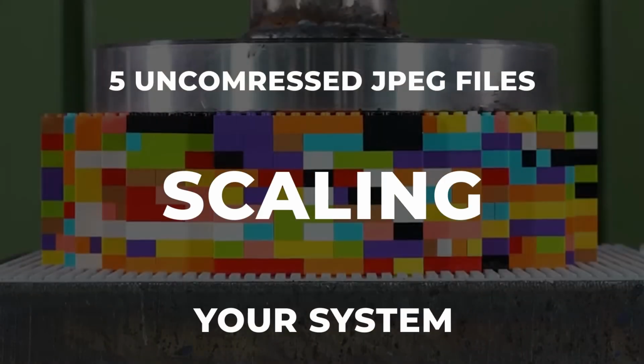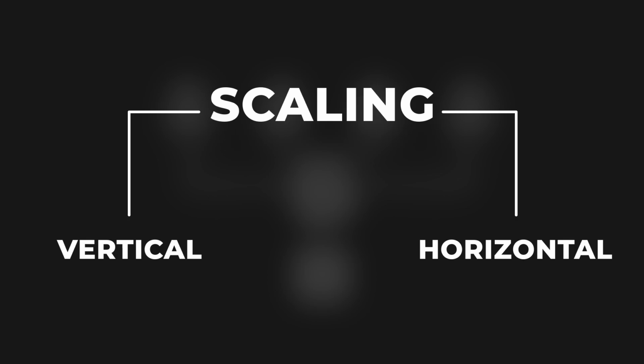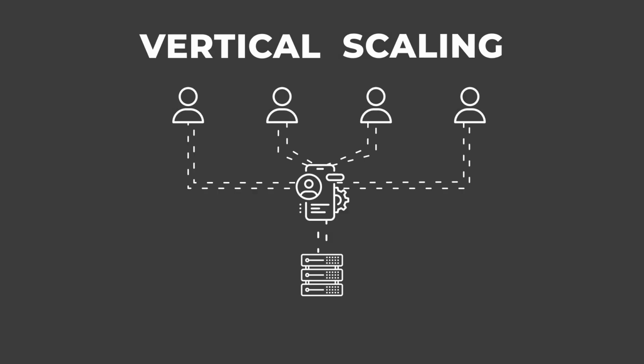That's where scaling comes in. Scaling is about making sure your system doesn't faint under pressure, and the first and most important thing you should know about it. There are two types of scaling, vertical and horizontal. Let's begin with the vertical one.